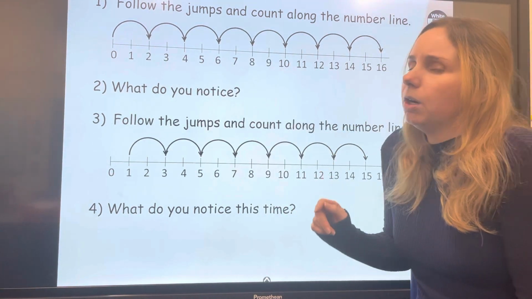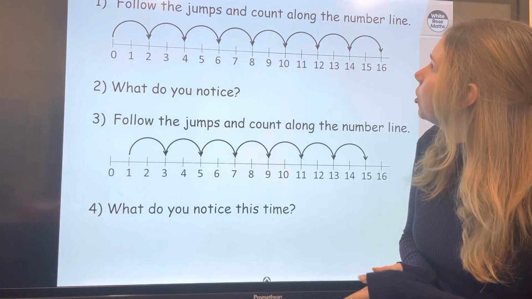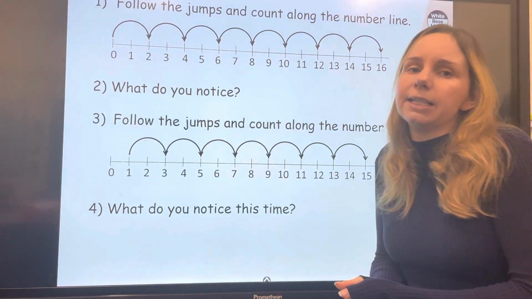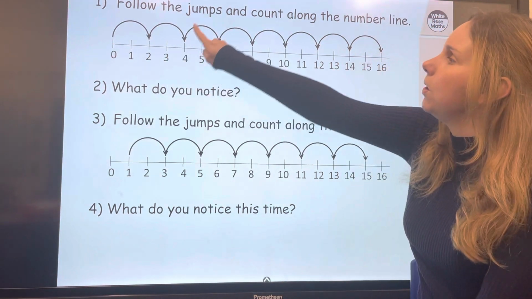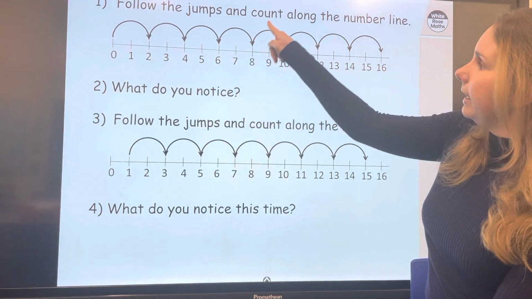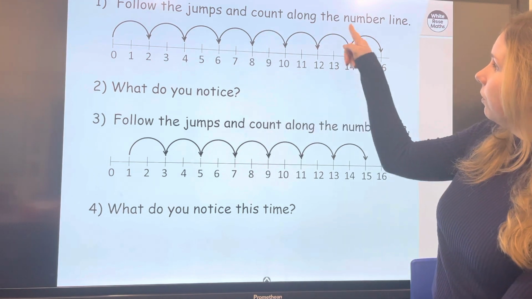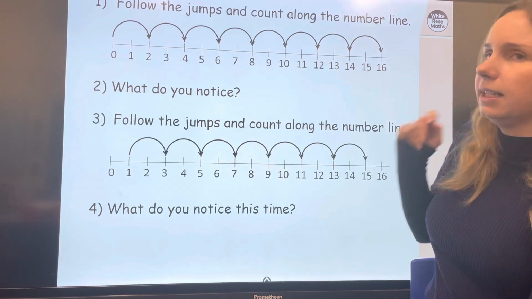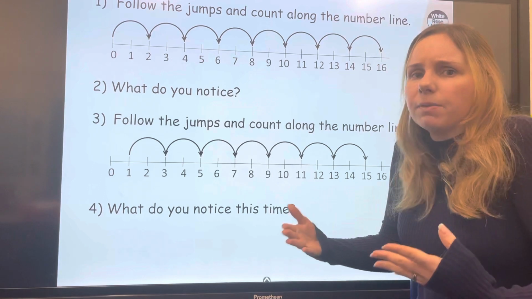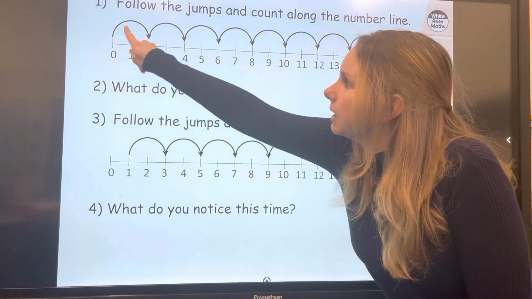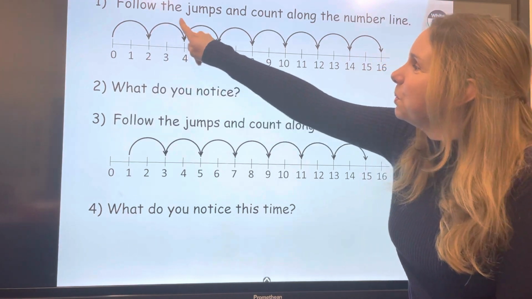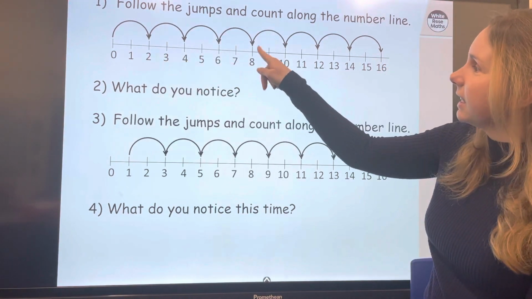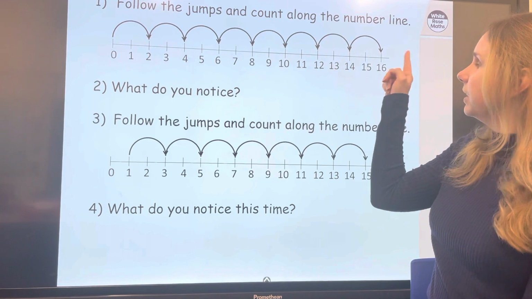To get warmed up, let's have a look at this number pattern. Follow the jumps and count along with the number line. Join in with me. I want to hear you first. 2, 4, 6, 8, 10, 12, 14, 16. What do you notice? What are we counting in? Hopefully you spotted, and maybe I even said at the beginning, that we're counting in twos. 2, 4, 6, 8, 10, 12, 14, 16.